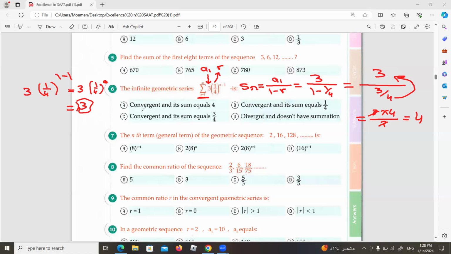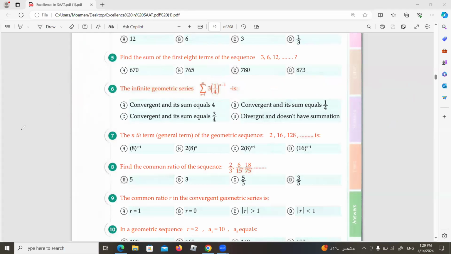And it's convergent. Yes, it's convergent because the value of r is less than 1. It's a quarter, so it's convergent from the beginning. We can ignore this. So it's convergent and the result will be 4 as we got. Okay, so this is number 6. We're going to number 7.